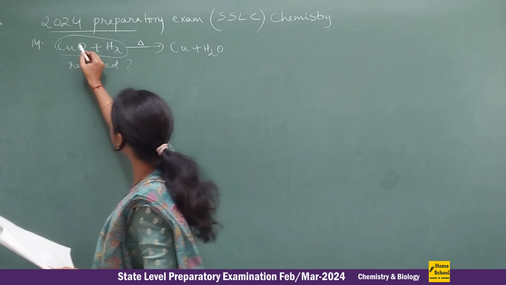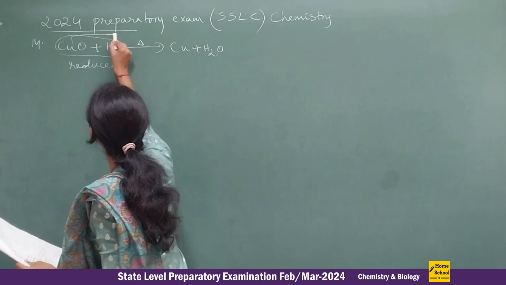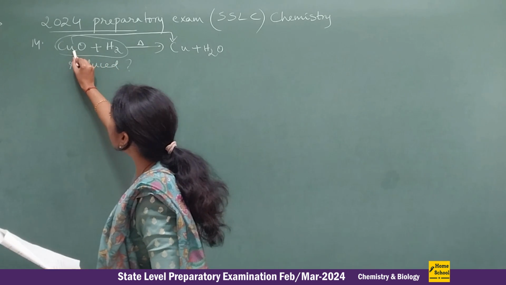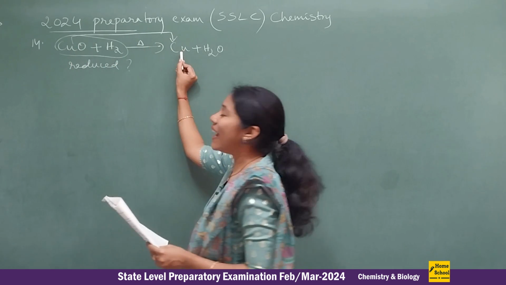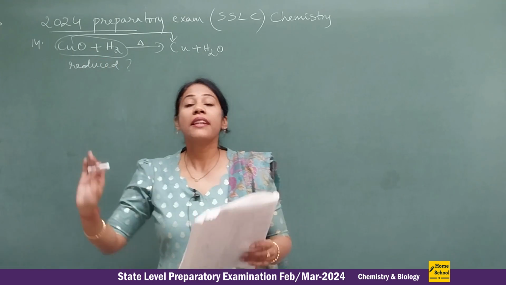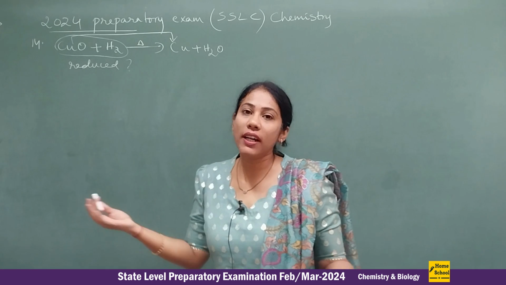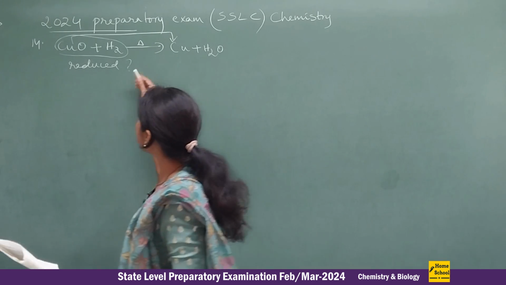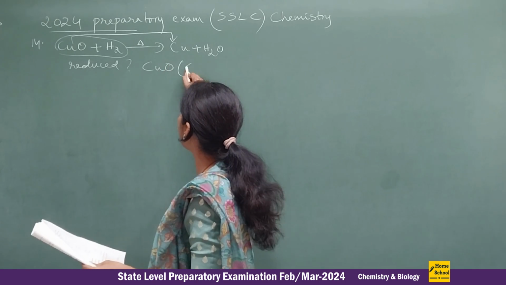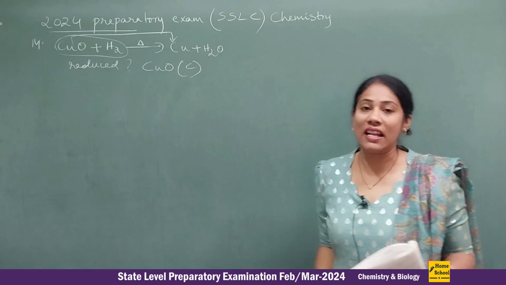So just look at this conversion, CuO converted to Cu. That means you see the difference between CuO and the product Cu. Oxygen has got removed. Removal of oxygen is called reduction. So which is reduced here? CuO is reduced. That is option C is the correct answer.